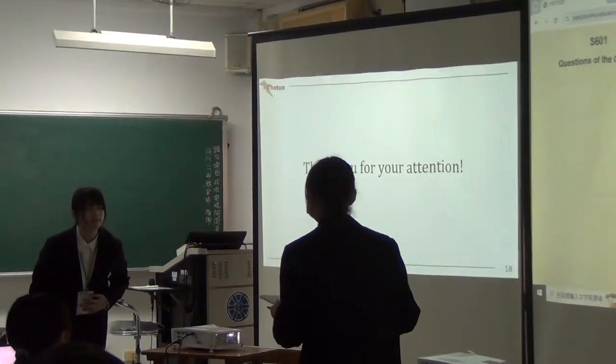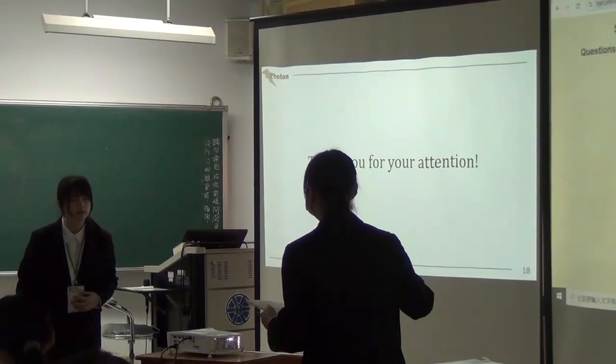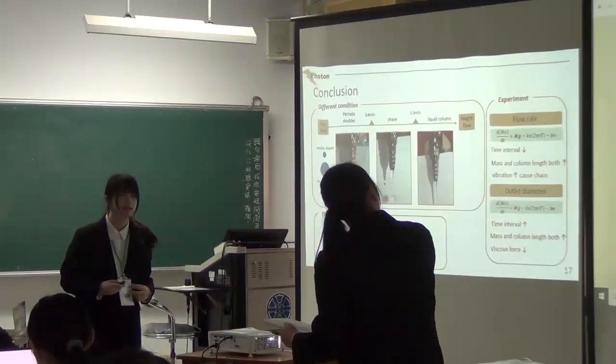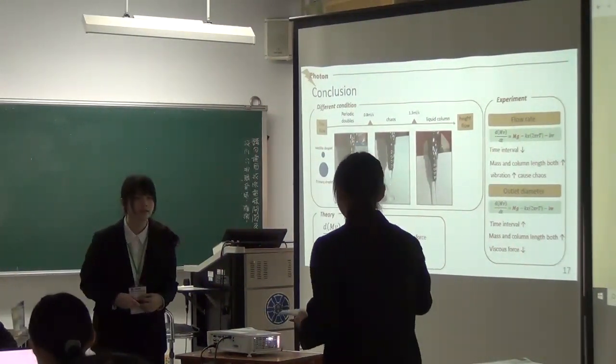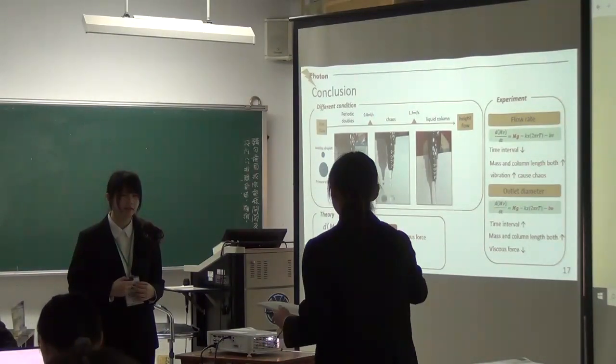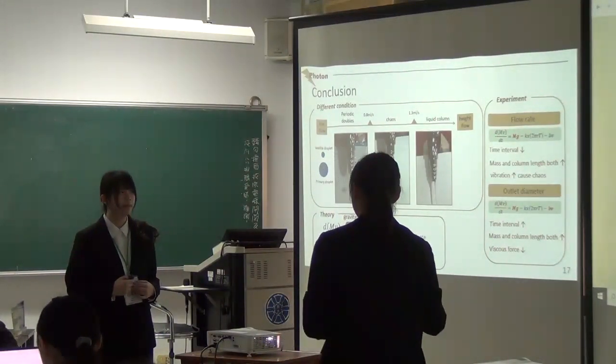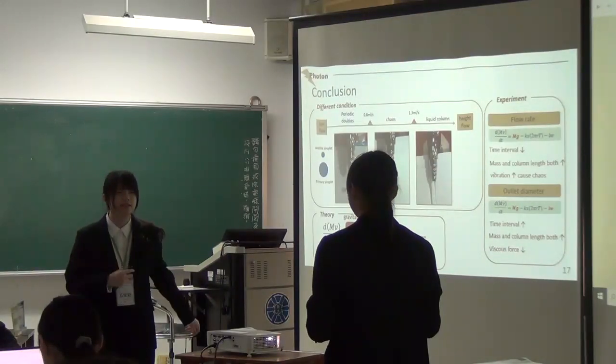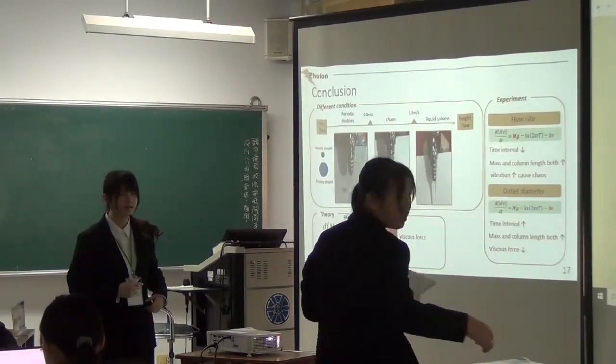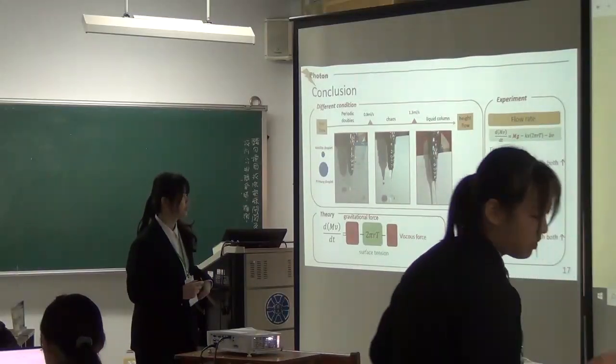Please turn to the page where you mentioned the conclusion. Yeah. So you change the velocity so that you can observe the three kinds of stages. We change the water flow rate. But what about the one here?